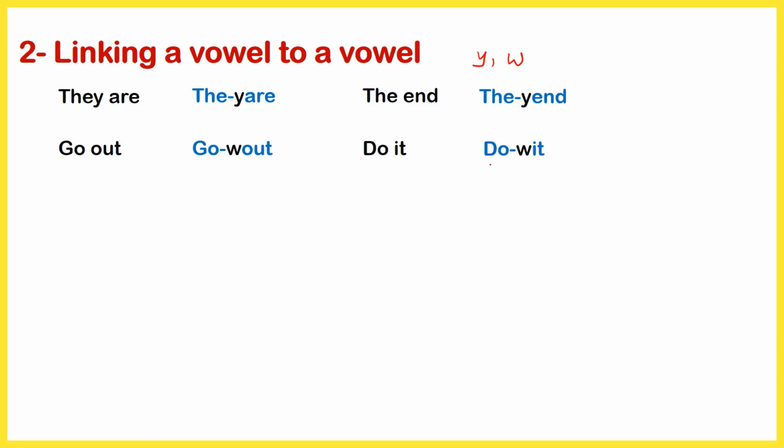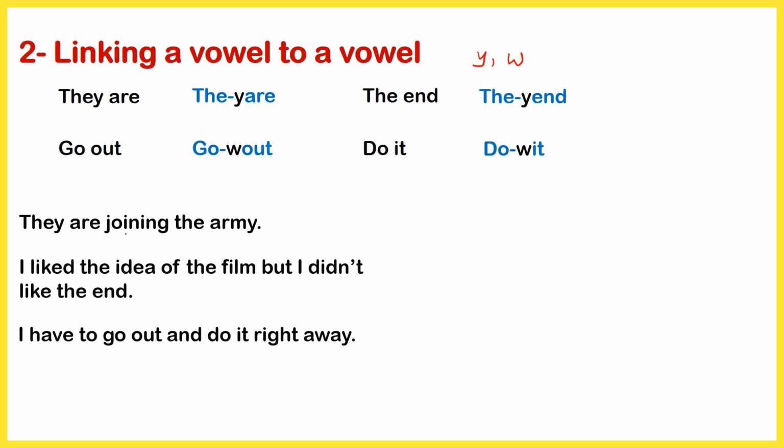Now let's practice on longer sentences. The first example here, "they are joining the army." Let's see how we connect this. Of course we have "they" and "are" connected, and we have "the" followed by "army." So here we have ya sound, and here also we have ya sound. So the pronunciation is, "they are joining the army."